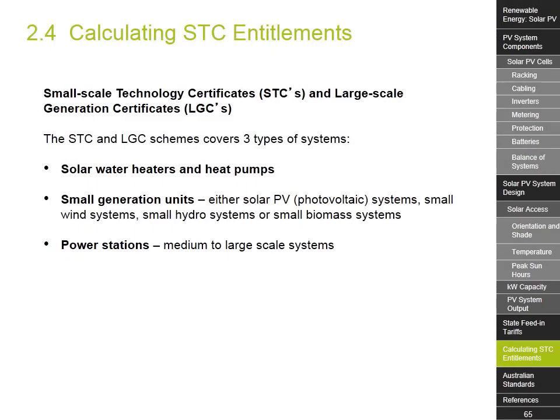The STC and LGC schemes cover three types of systems: solar water heaters and heat pumps; small generation units, either solar PV systems, small wind systems, small hydro systems, or small biomass systems; and power stations, medium to large scale systems, for example, large wind turbines. Unlike the first two categories, power stations create STCs on an ongoing basis. Green energy trading cannot create STCs for these systems. Instead, they must register with the Clean Energy Regulator.